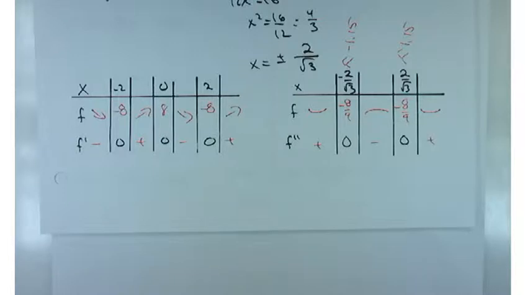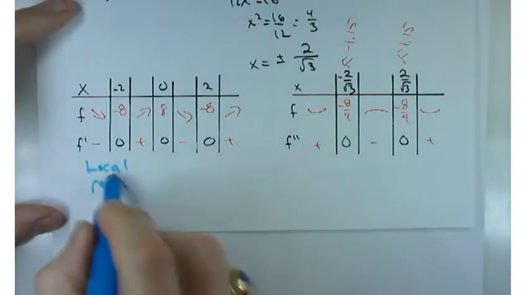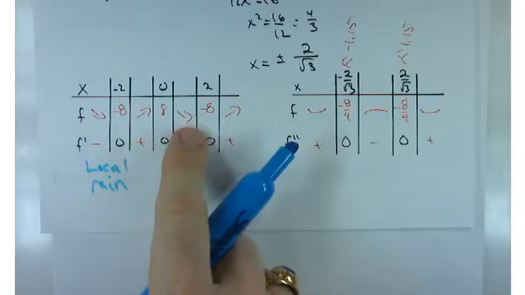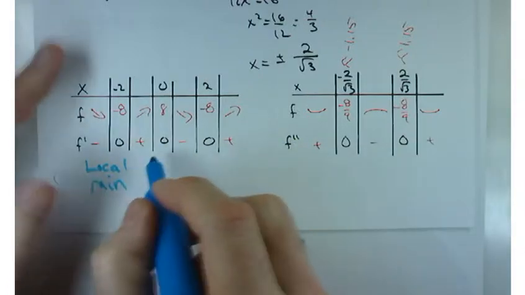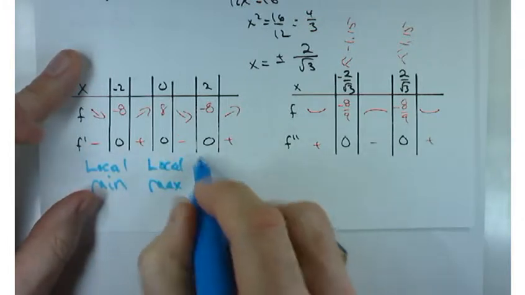So it's decreasing and then starts increasing. So what's happening to it? It's a local min. Good. So the first one here, that's a local min. All right, good. How about this one? Increasing and then decreasing. Local max. And then local min again.